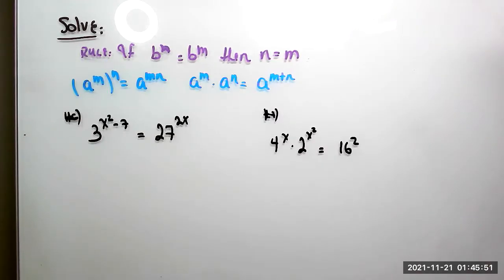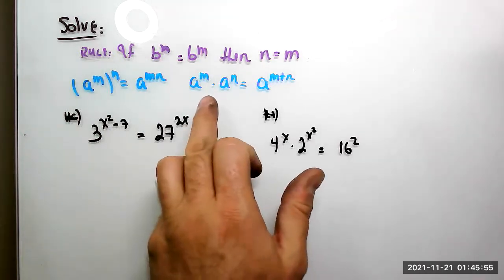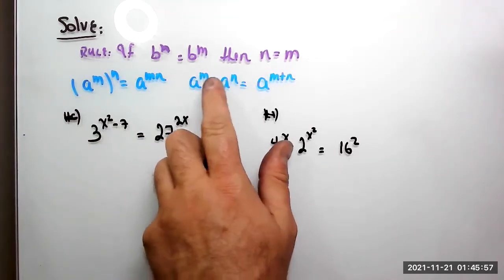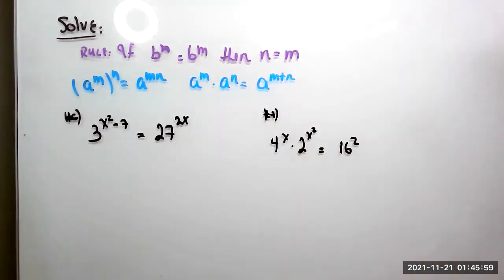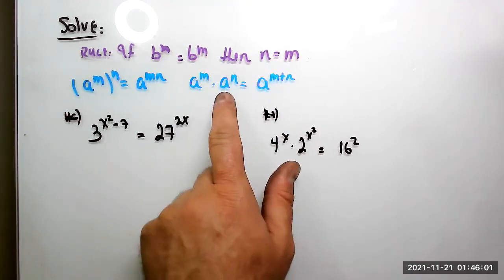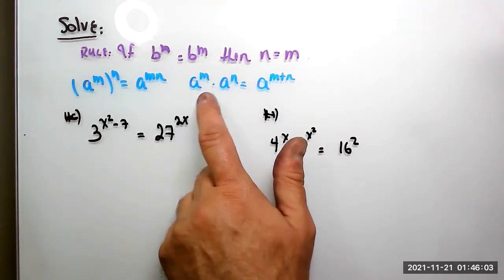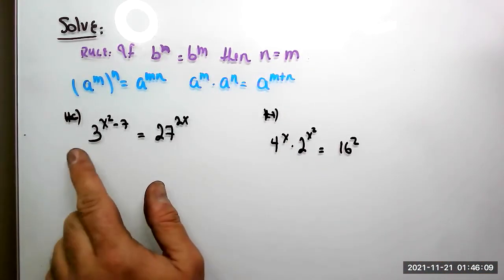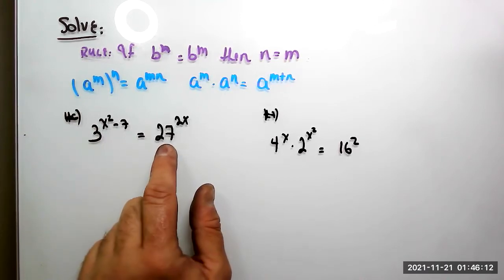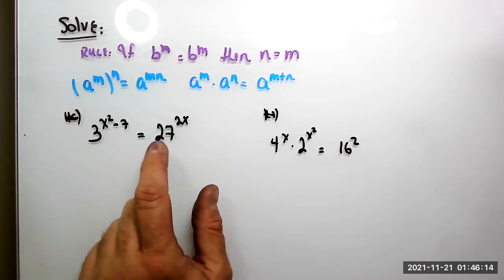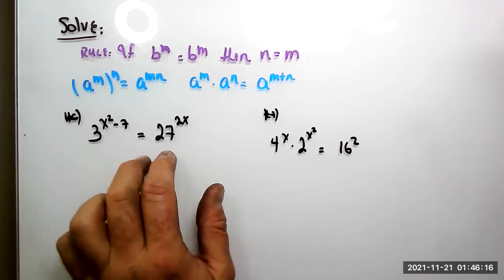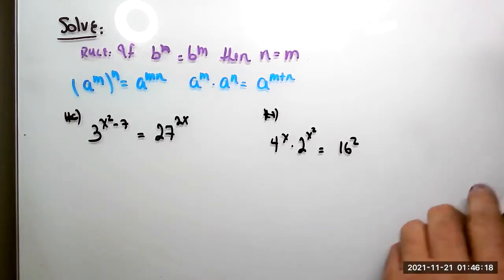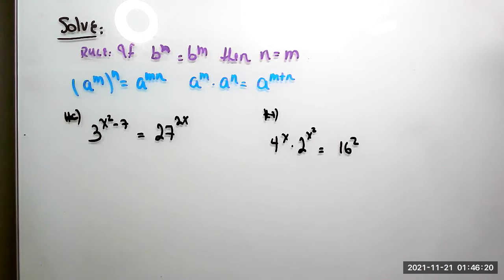For the next two examples, we are going to recall, of course, the power rule, and also that when I multiply two things of the same base, we may add the exponents. So a to the m times a to the n, same base, we may add the exponents, m plus n. In this example, we have base 3, base 7. If we recall, we may rewrite 27 as 3 to the 3. So that's exactly what we're going to do now.